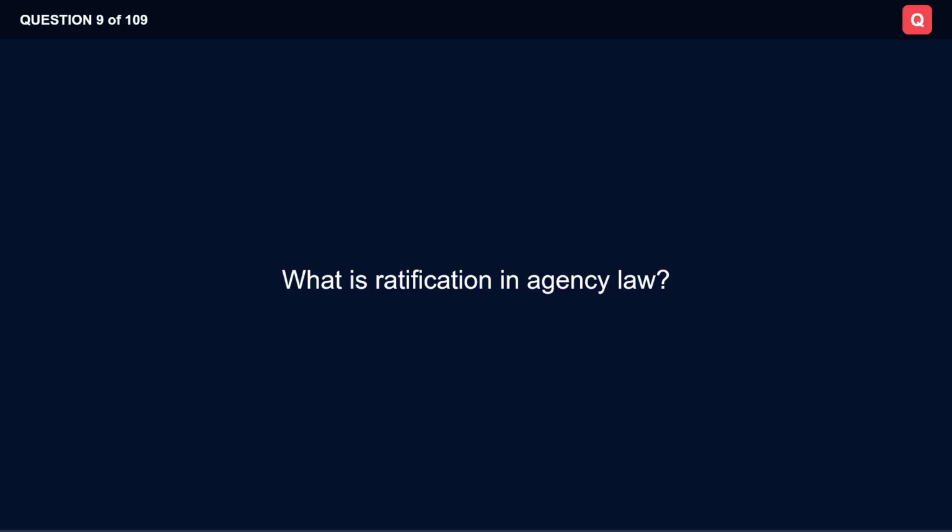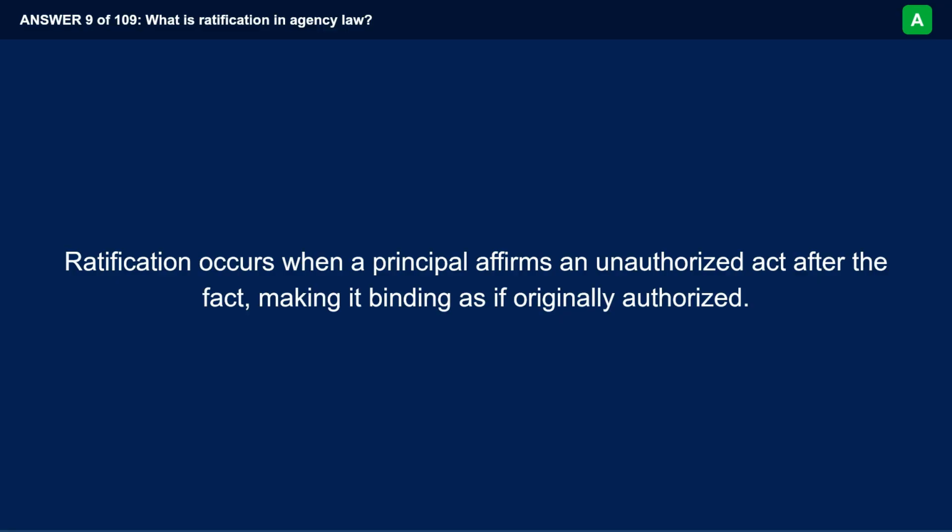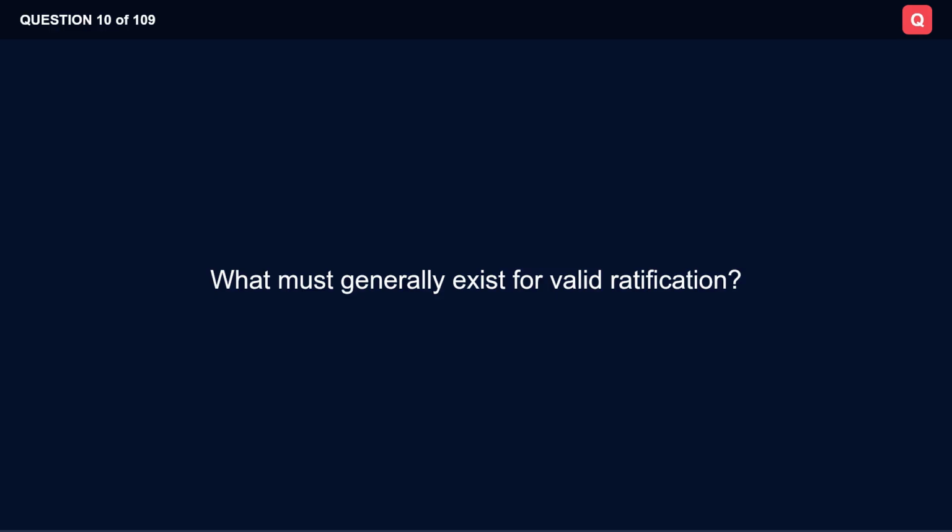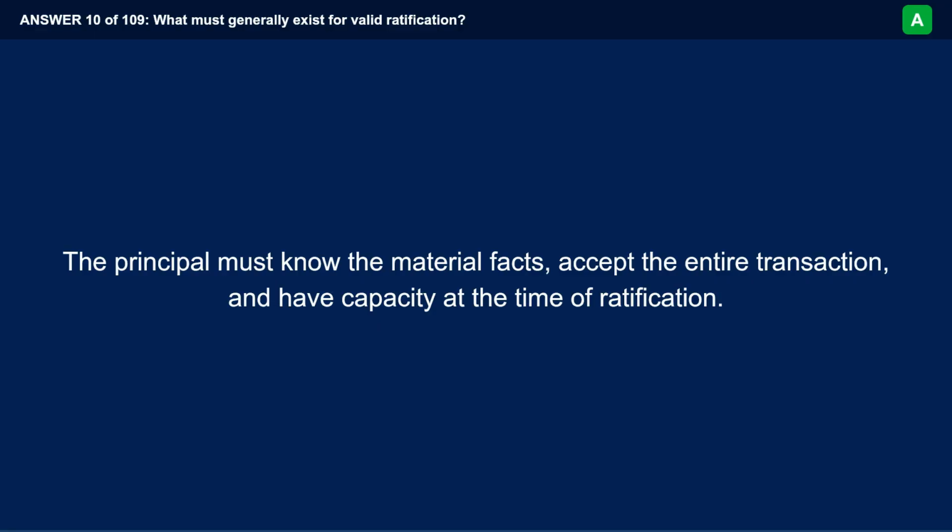What is ratification in agency law? Ratification occurs when a principal affirms an unauthorized act after the fact, making it binding as if originally authorized. What must generally exist for valid ratification? The principal must know the material facts, accept the entire transaction, and have capacity at the time of ratification.